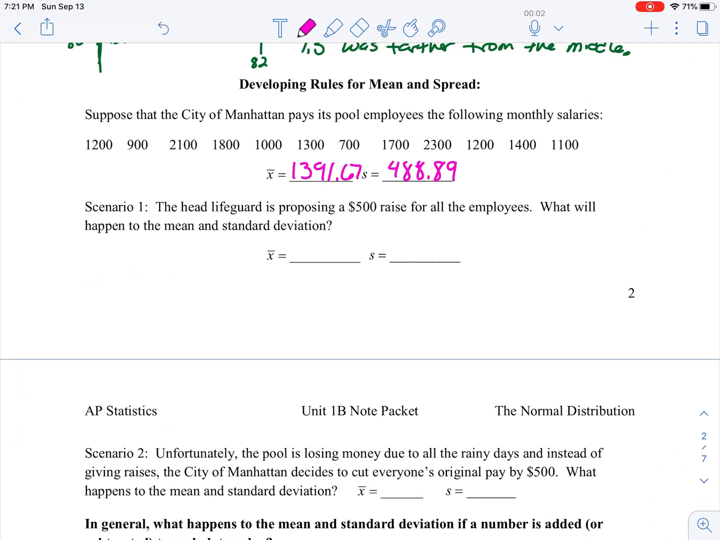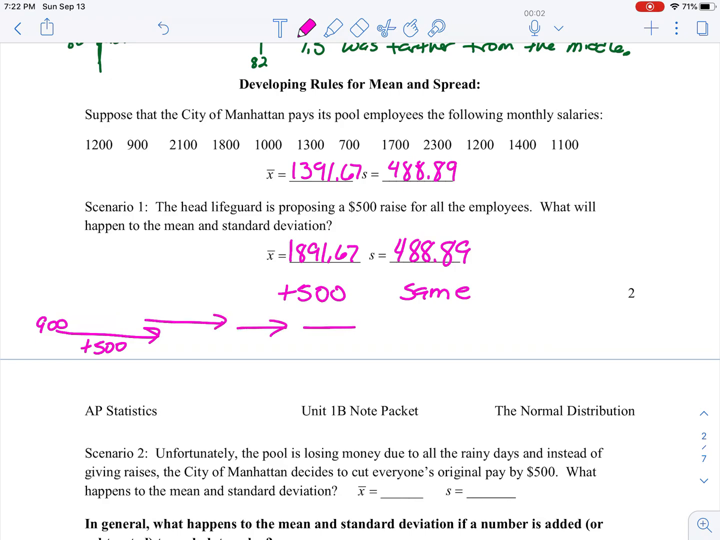So we saw that my mean went up to 1891.67, and my standard deviation remained at 488.89. So we can see that my mean went up by $500, and this stayed the same. If we think about this logically, I took every salary and moved it up $500 on the number line. I did that for every piece, and every piece just moved up $500 on the number line.